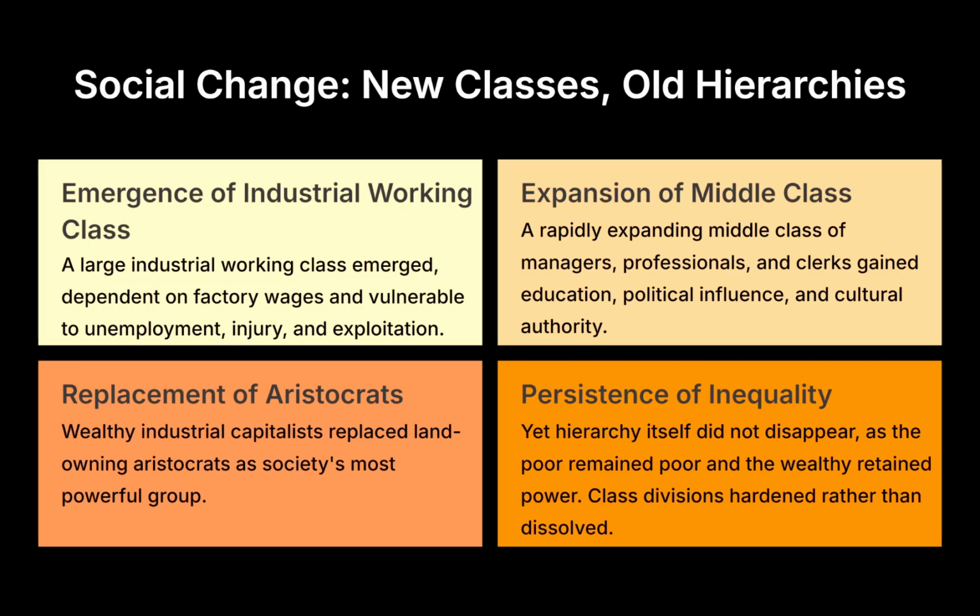Industrialization reshaped social hierarchies. A large industrial working class emerged, dependent on factory wages and vulnerable to unemployment, injury, and exploitation. A rapidly expanding middle class of managers, professionals, and clerks gained education, political influence, and cultural authority. At the top, wealthy industrial capitalists replaced landowning aristocrats as society's most powerful group. Yet, hierarchy itself did not disappear. The poor remained poor, the wealthy retained power. Class divisions hardened rather than dissolved. This shows continuity beneath change. Social inequality persisted even as its form shifted.